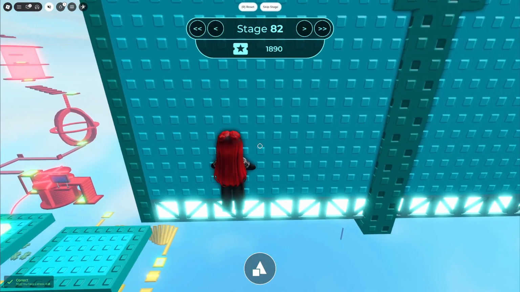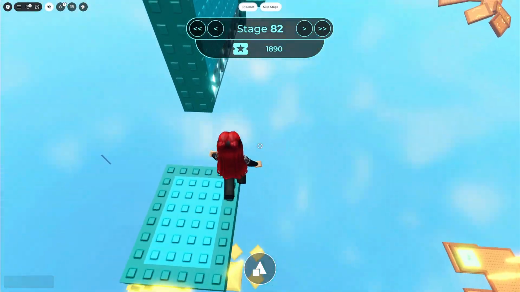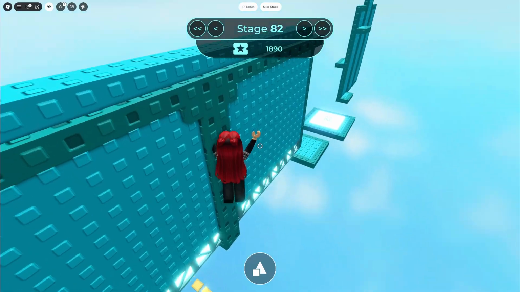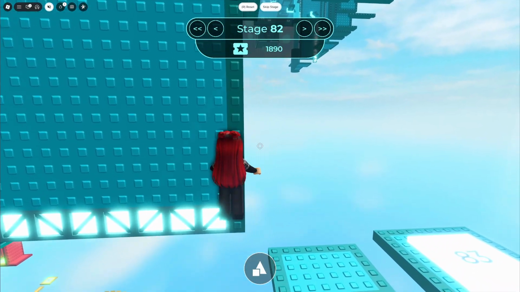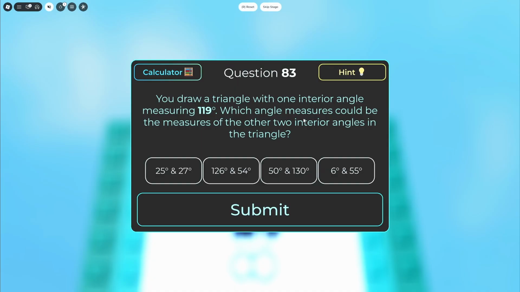Oh jeez, it's a truss. Oh my, you did not do this. You did not! There we go. Okay.